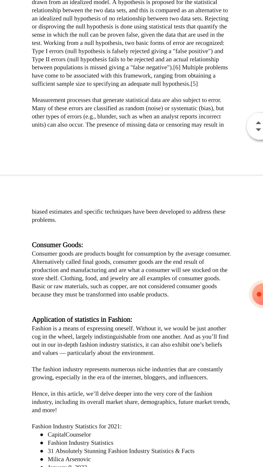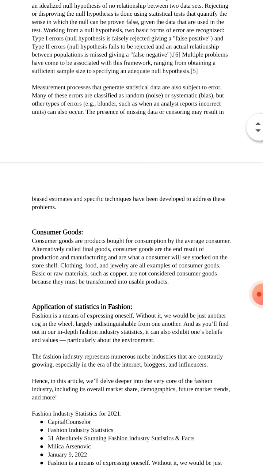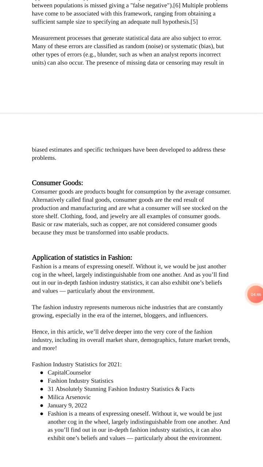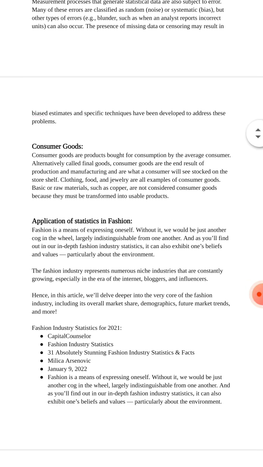Consumer goods. Consumer goods are products bought for consumption by average consumers, alternatively called final goods. Consumer goods are the result of production and manufacturing, and are what a consumer will seek to stock up on for themselves. Clothing, food, and jewelry are examples of consumer goods. Basic or raw materials such as copper are not considered consumer goods because they must be transformed into usable products.